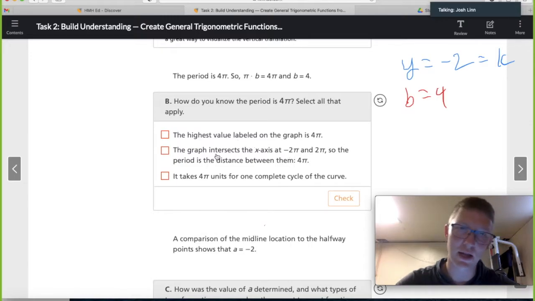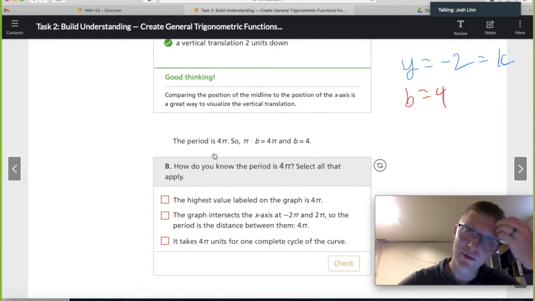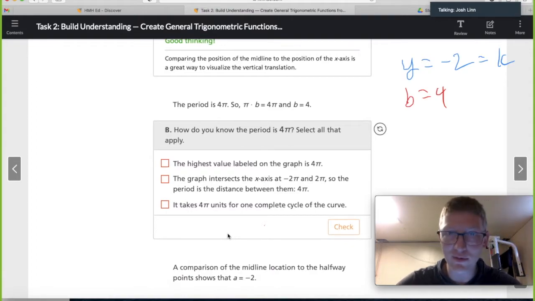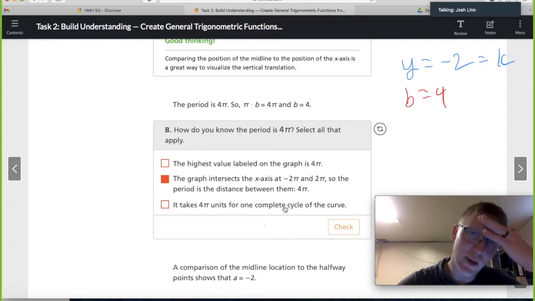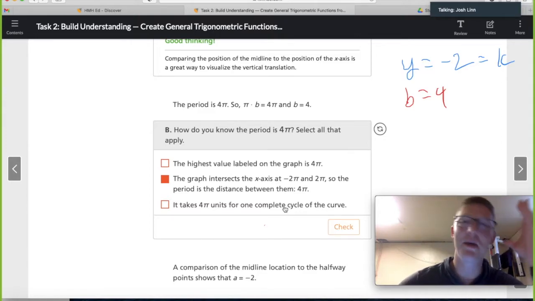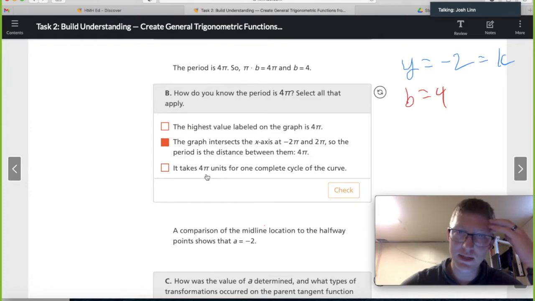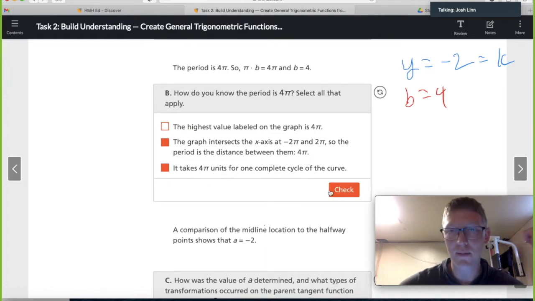Oh, that's clever. To find the period, you can pick any point on the graph. So they just picked points that they knew as opposed to me, who was kind of sort of guessing. The graph intersects the x-axis at negative 2 pi and 2 pi. So the period is the distance between them, which is 4 pi. I'll give them that. That makes way more sense than what I did. It takes 4 pi units for one cycle to complete. Yeah.